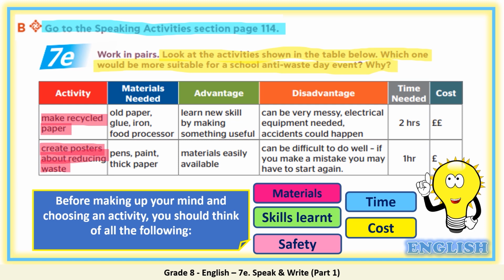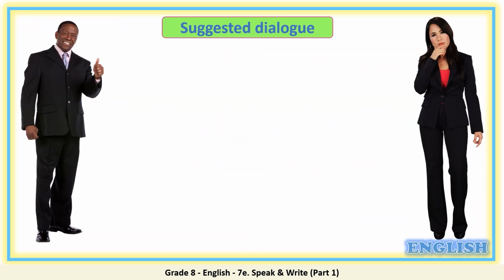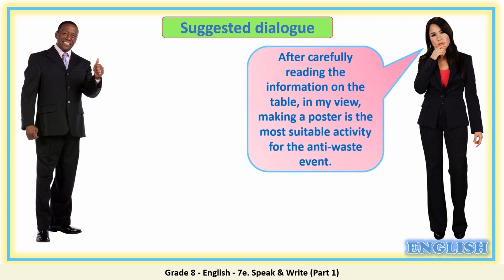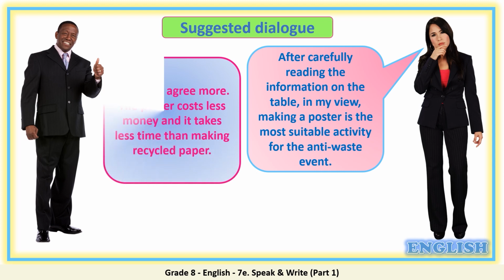But before you have a go and start preparing your dialogue, let's have a look at an example together. Let's have a look at this suggested dialogue between a woman and a man. The woman said, "After carefully reading the information on the table, in my view, making a poster is the most suitable activity for the anti-waste event." The man replied, "I couldn't agree more. The poster costs less money and it takes less time than making recycled paper."